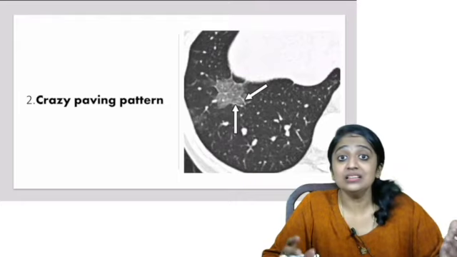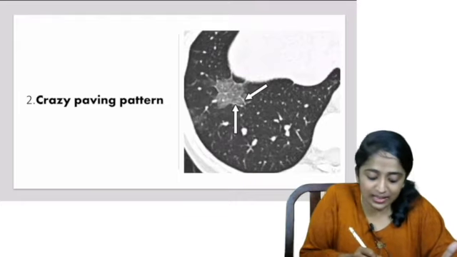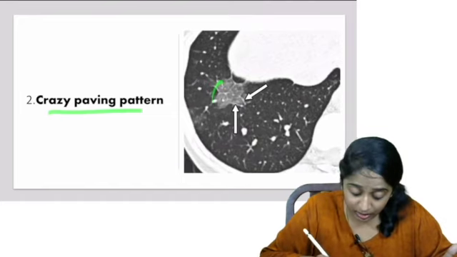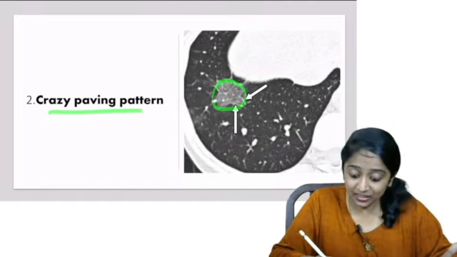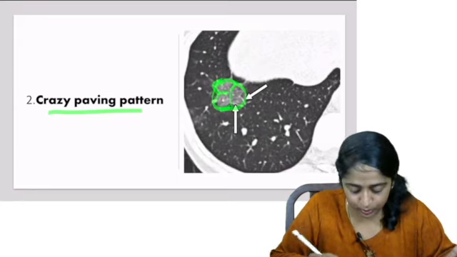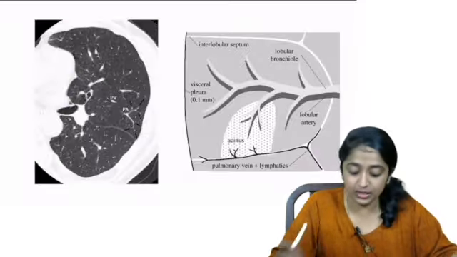Now coming to the second imaging feature, which is a crazy paving pattern. What do you mean by crazy paving? You're getting a ground glass opacity, and in addition to this, the ground glass opacity is bordered by linear shadows. So let's take them in detail.